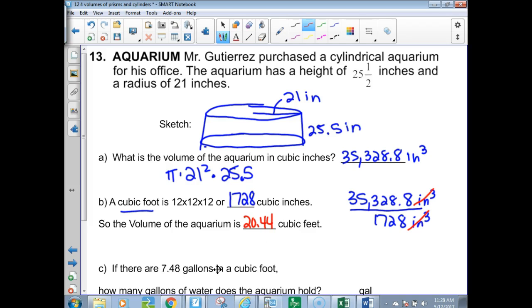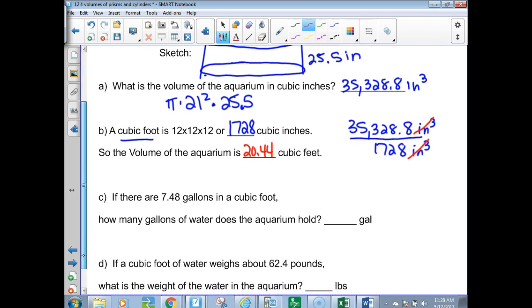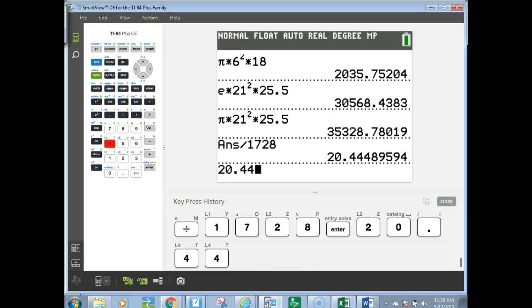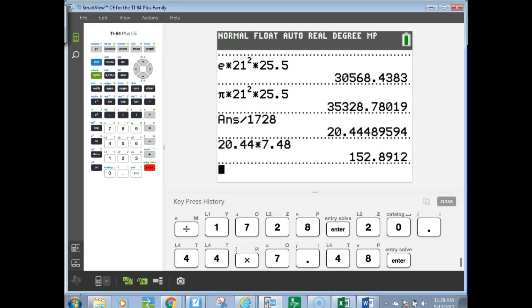There are 7.48 gallons in a cubic foot. So every one of those cubic feet is 7.48 gallons. Let's figure out how many gallons of water the aquarium holds. So what are we going to do with that number? Yes, you're correct. Thank you. We're going to multiply times 7.48. So I've got 20.44 times 7.48. 152.89.